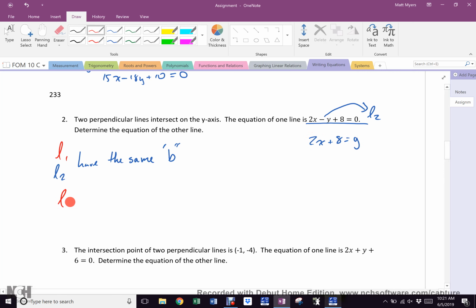Line 1, b of line 1 equals what? 8, because they share the same spot, yeah? Now, what's the slope of line 1? The m of line 1 is negative 1/2. If I have the slope and the y-intercept, can I do it? What is it? Y equals what? Negative 1/2 x plus 8.